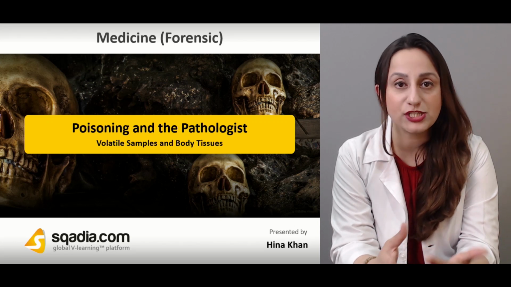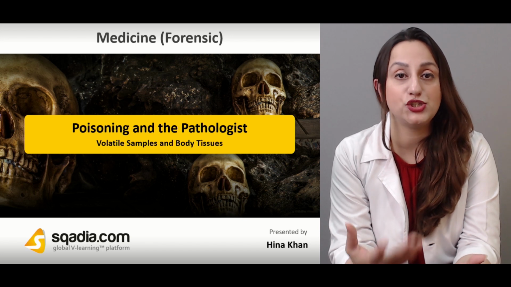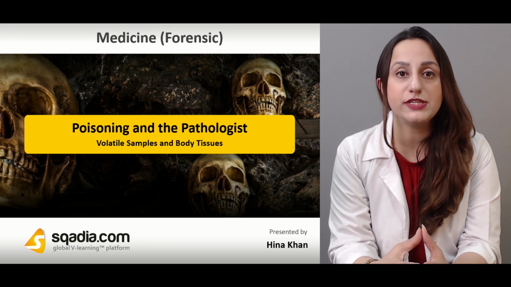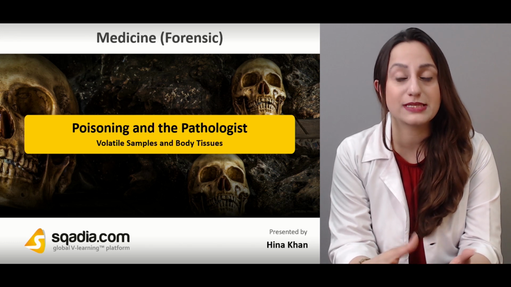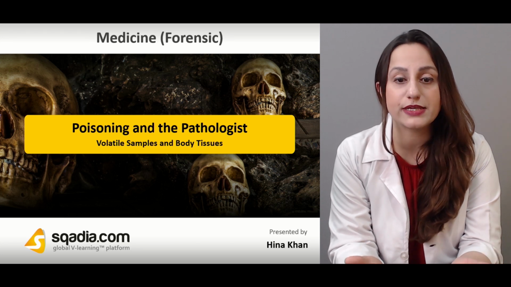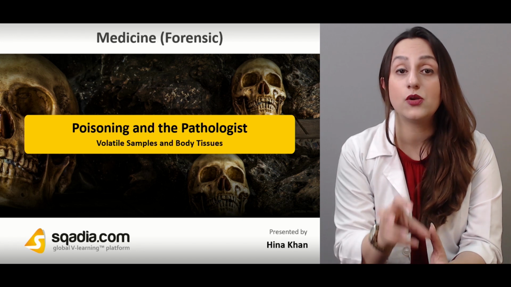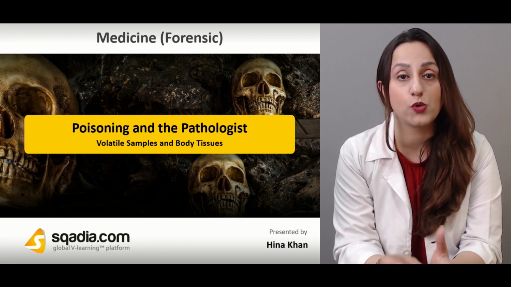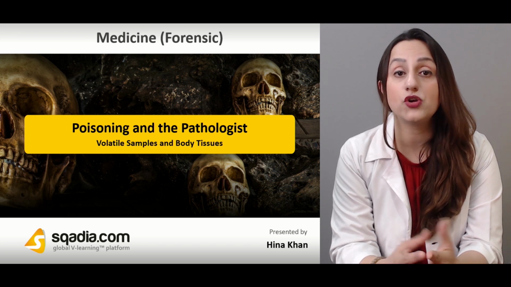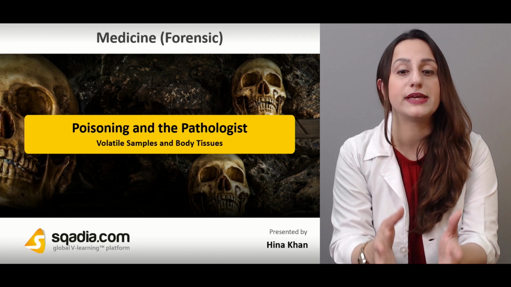Talking about the conventional samples that we take, that is the blood, the urine, the CSF, the bile, the vomitus, all of these fluids are sent to the chemical pathologist. Now, some unconventional samples are also taken in a lot of cases. Some of the volatile samples, a lot of preservatives have to be added along with these volatile samples because their preservation is very important and they're not easily preserved. So these are also sent to the chemical pathologist for further examination.